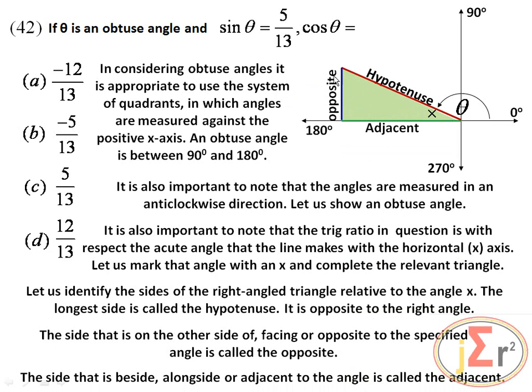As we said before, this is the line that we are considering, this one. It is a line that is marking the obtuse angle, because the obtuse angle needs to go from 0, which is the positive x-axis, all the way to wherever the obtuse angle is located. But when we are talking about the trig ratio of that obtuse angle, we have to consider the acute angle that this line makes with the horizontal axis.